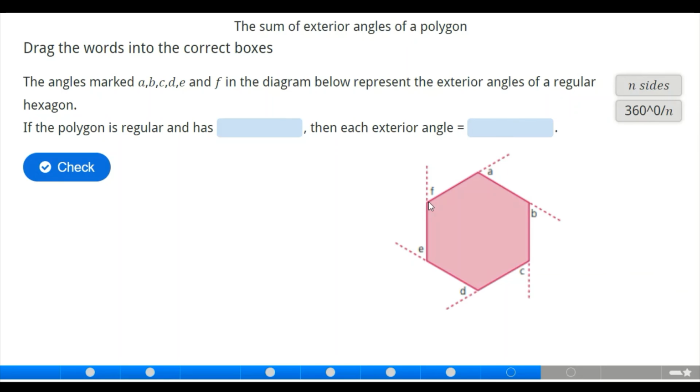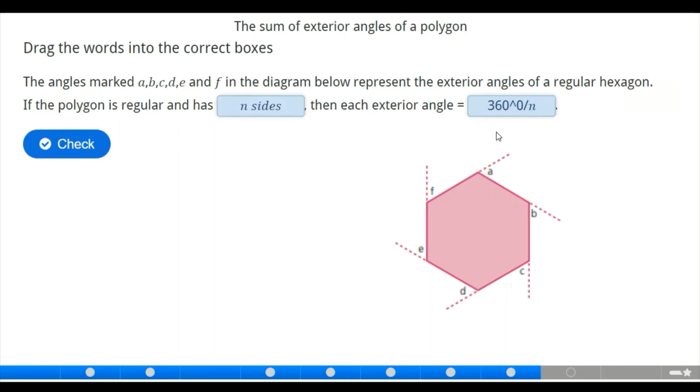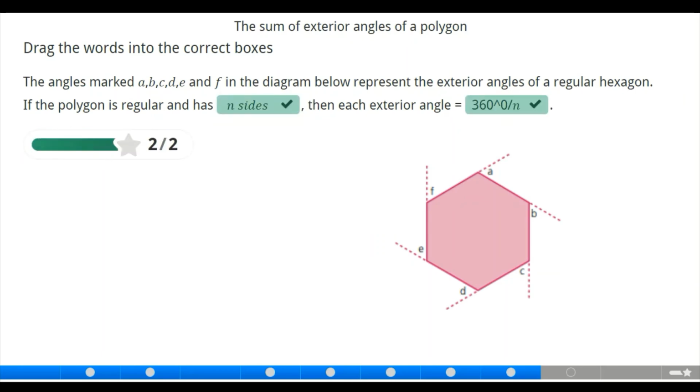What makes a hexagon? A hexagon has how many sides? 6 sides. If you count how many sides we have there, you know it's going to be 6. So that makes a hexagon, right? If the polygon is regular and has n sides, then each exterior angle is going to be 360 divided by n. So for us to calculate the size of each exterior angle of the polygon, our formula is 360 divided by n.